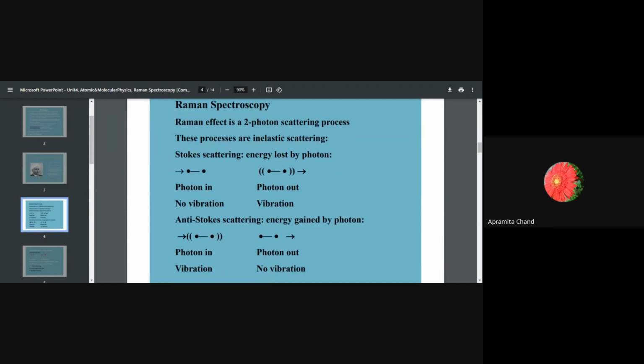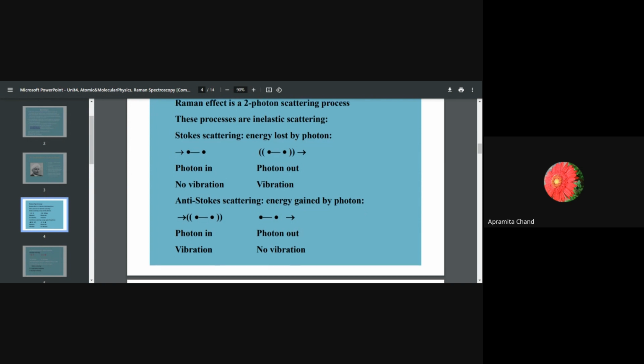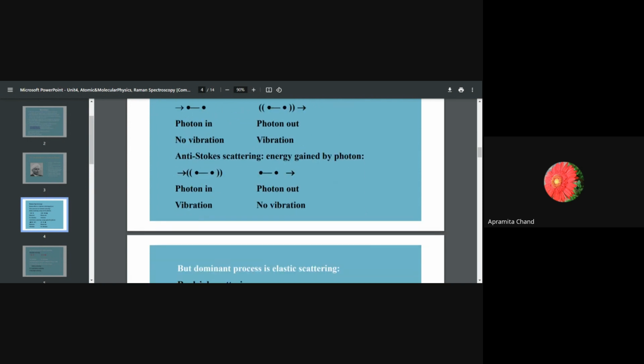So basically, Raman spectroscopy is a two photon scattering process, and these processes have to be inelastic. Just be familiar with this term, we'll go into detail about these. So these two processes are inelastic scattering. One is the Stokes scattering, where the energy is lost by the photon, and there is the anti-Stokes scattering, where the energy is gained by the photon. Okay, so photon in and photon out.